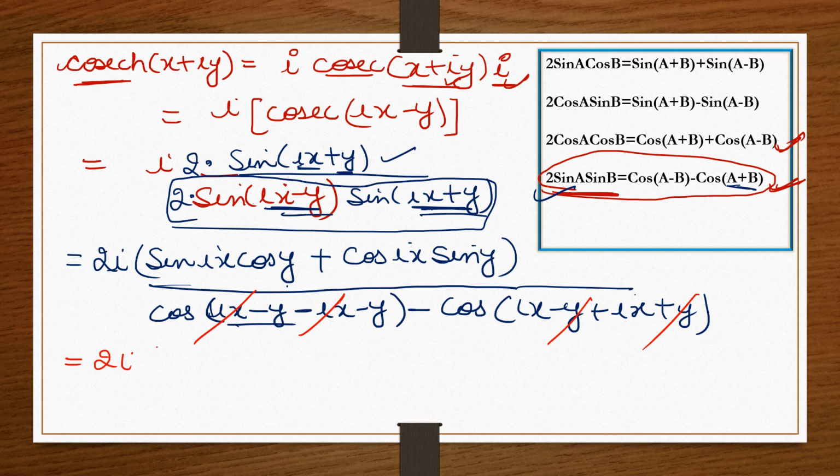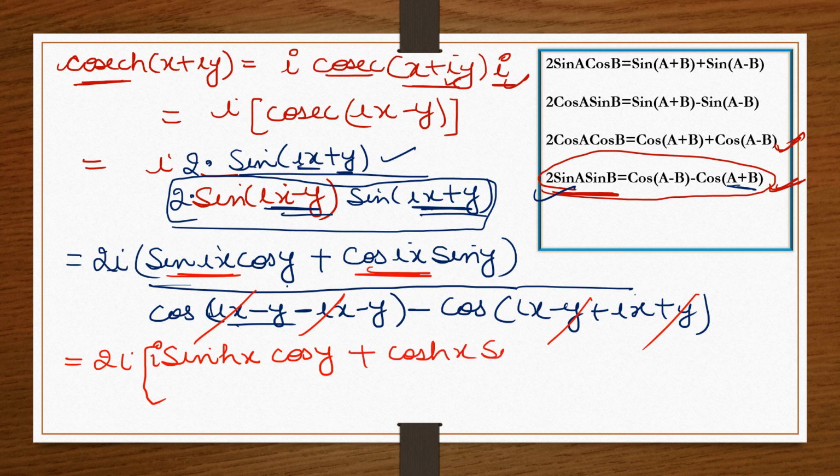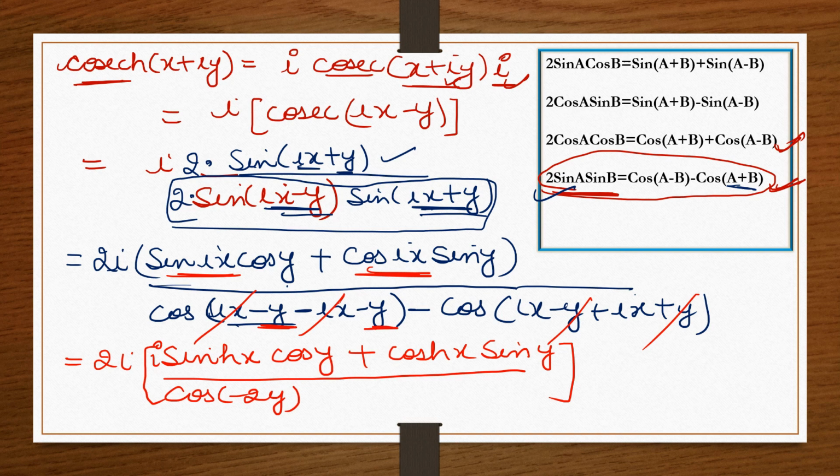So 2 iota as such, here sine iota x will be sine hyperbolic x into iota cos y as such. Now similarly here cos iota x will be turned to simple cos hyperbolic x. We know the formula now. Sin y as such. And in denominator what you'll get? So in denominator this will be equals to cos of minus 2y. Okay, this minus y and this minus y will be added. And minus cos here iota x and iota x will be added. So 2 iota x. Fine.